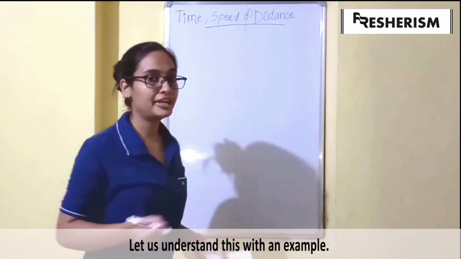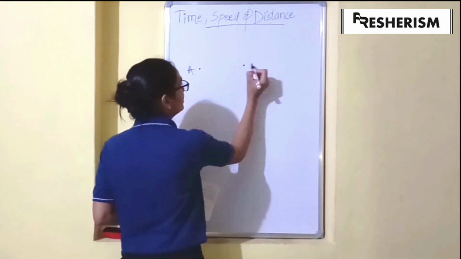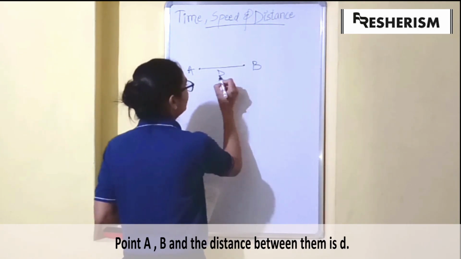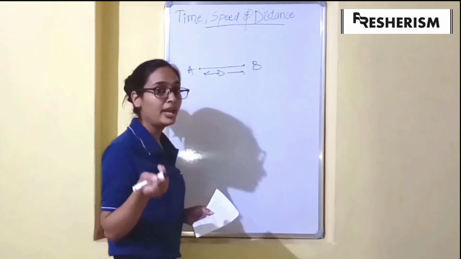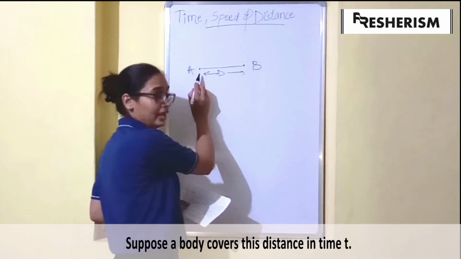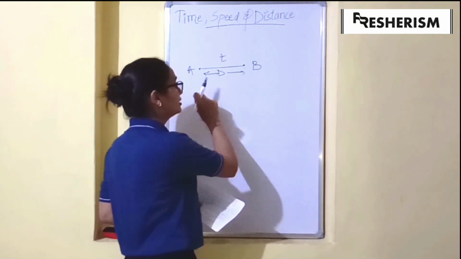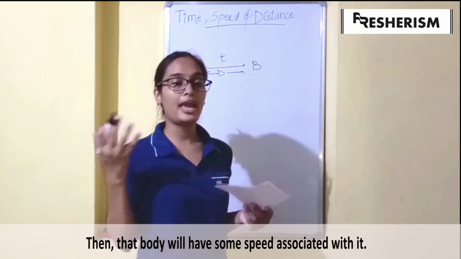So let us consider an example. This is point A and this is point B, and the distance between them is D. So if a body has to cover this distance D, it will start from A and it will take some time T to complete the distance, and it will move with some speed, let us say S.